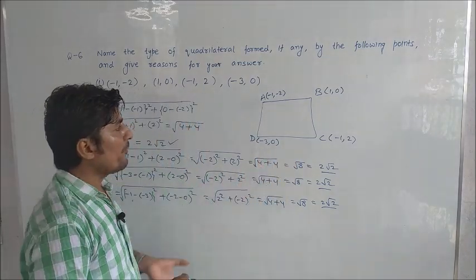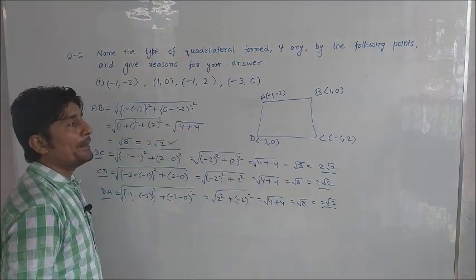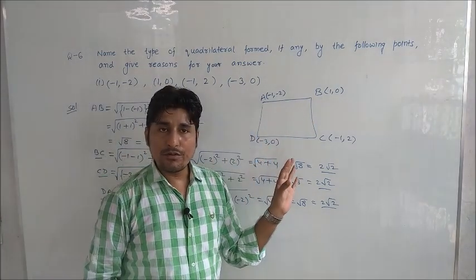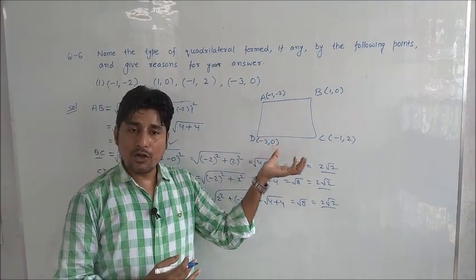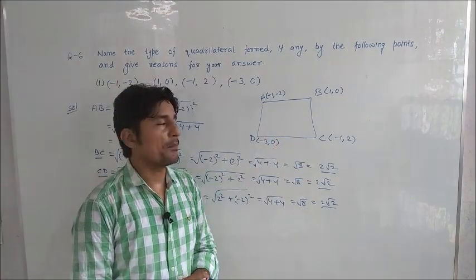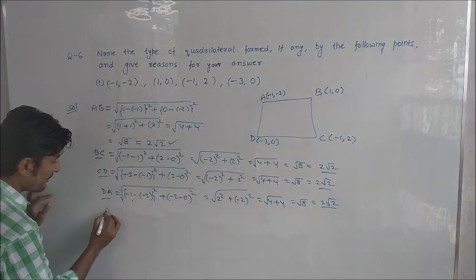So here we are going to find the measurement of AC, then we will find the measurement of BD. If the lengths of the diagonals are equal, then it will be a square. If the lengths of the diagonals are not equal, then it will be a rhombus. Now, we are going to find the measurement of AC.